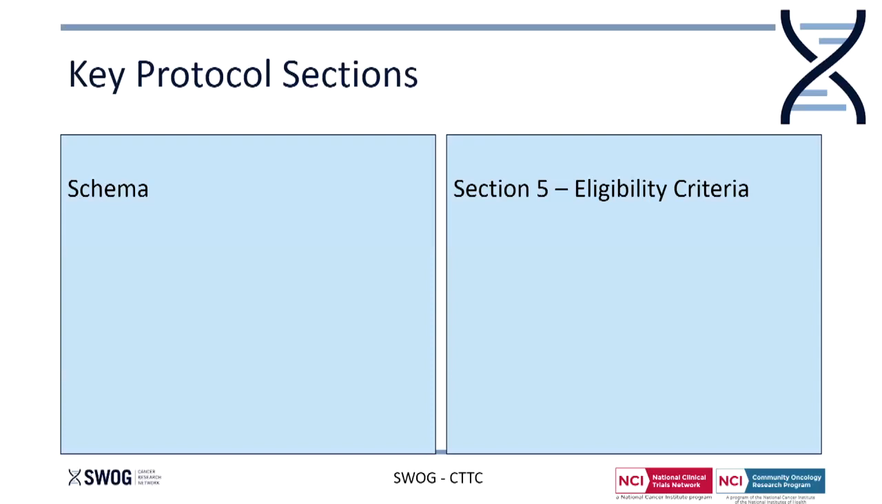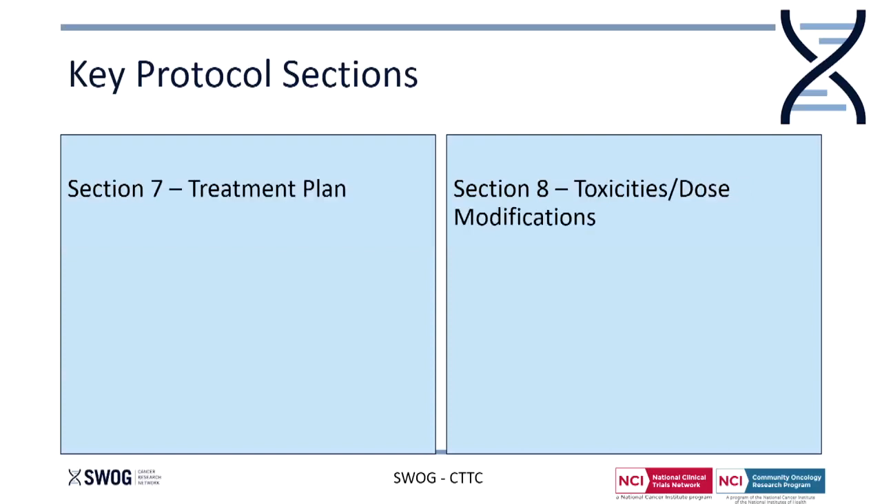Section 5 for SWOG protocols is always going to be the eligibility criteria. So this is the details of what you would need to understand in order to be able to register a patient to that study. Section 7 is the treatment plan. And so for SWOG protocols, any information that you would need to be able to treat a patient on that study would be included in Section 7.